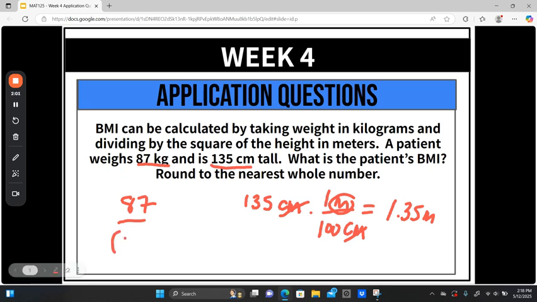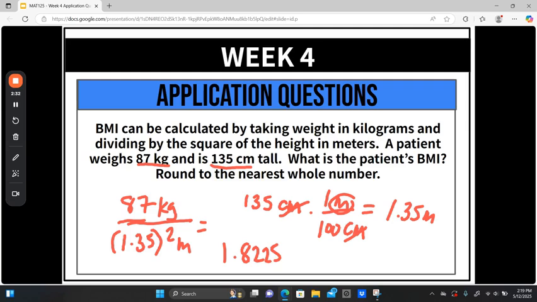So let's take 1.35 down here, and let's square it. And that's meters again. All right, and so when we take 1.35 and we square that, on the bottom, we're going to get a decimal that looks like 1.8225. And on the top, we still just have 87 kilograms.